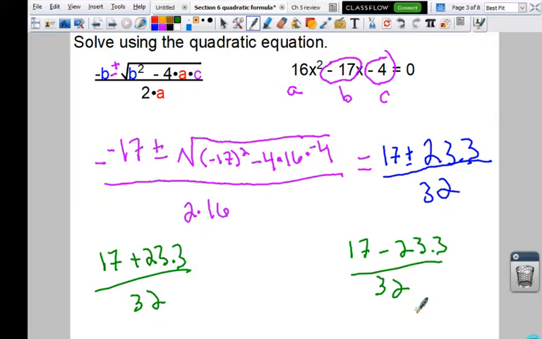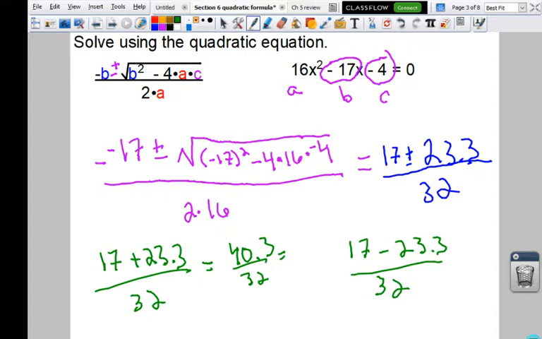17 plus 23.3 is 40.3. Alright, so we get 40.3 divided by 32, right? That's still going to be a decimal, so I'm just going to plug it in again into Desmos. 40.3 divided by 32.